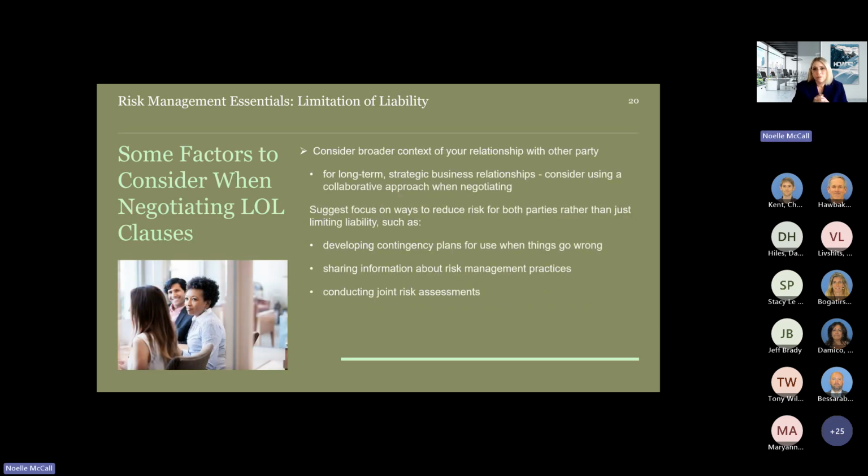Some additional factors are the following. Think about the broader extent of your relationship with that vendor, the other party. If this is a vendor that you're in a long-term strategic business relationship with, consider using a more collaborative approach when negotiating. So you could do things like focus on ways to reduce risk for both parties rather than just limiting liability. Some ways to do that include developing contingency plans for use when things go wrong, sharing information about your risk management practices for the benefit of both parties, and maybe conducting joint risk assessments.